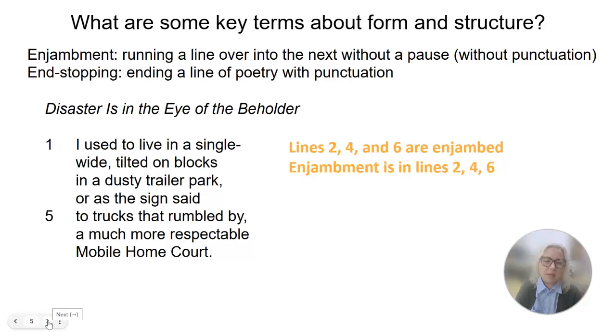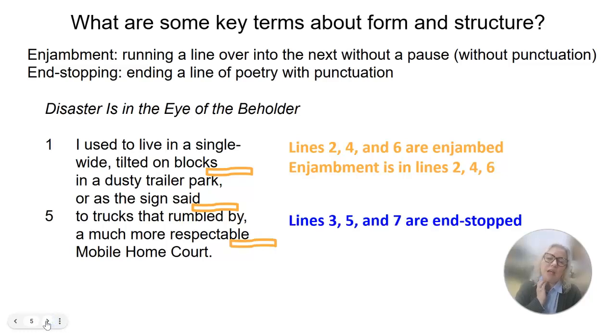So what do we say about those? We say that they're enjambed. Or we can say there is enjambment in lines 2, 4, and 6. Or we could say the lines spill over. They don't end but continue on into the next line. 2, 4, 6. Lines 3, 5, and 7, however, are end stopped. We have the comma in line 3, comma in line 5, and the period in line 7. So those lines are end stopped.